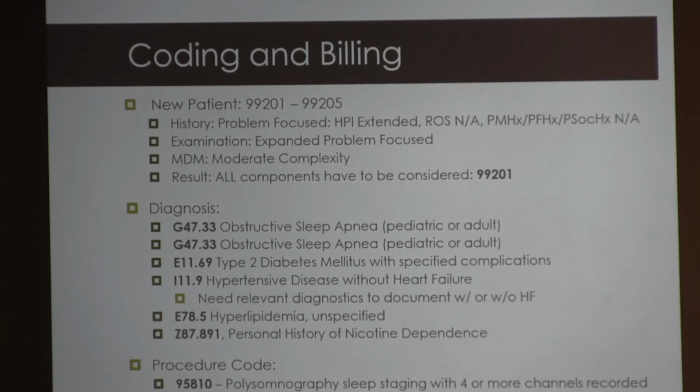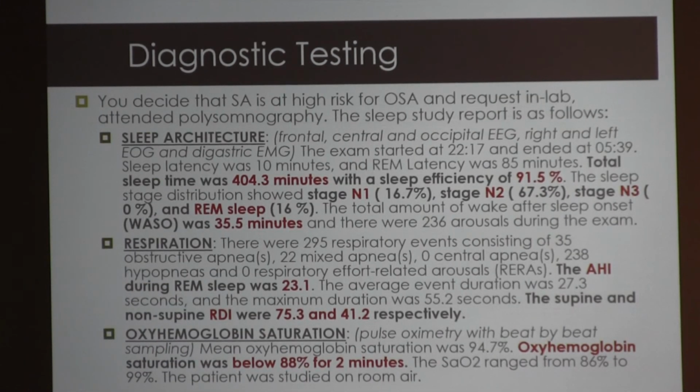So you order the sleep study, and you get the results. The sleep architecture is more than 6 hours. Sleep efficiency is 91.5%. You have the different levels and stages of sleep. Sleep latency, the WASO was 35.5 minutes. You have an AHI, you have an RDI, and you have an apneic episode of below 88 for more than 2 minutes.